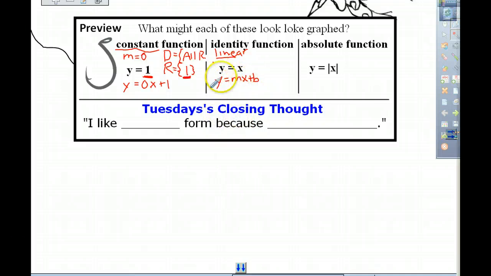So if it's in this format, it's identity or it's linear. Go with identity. If it doesn't have all these other numbers, just say okay. What's the domain and range of these? What numbers are you allowed to plug in? Is there any number you're not allowed to plug in?